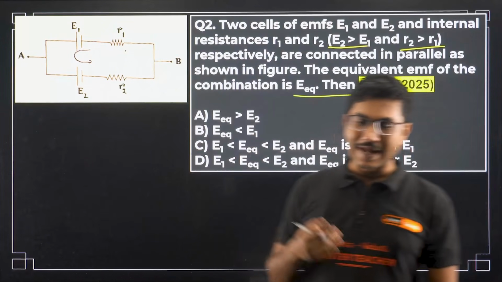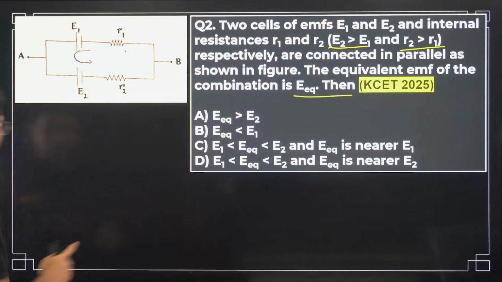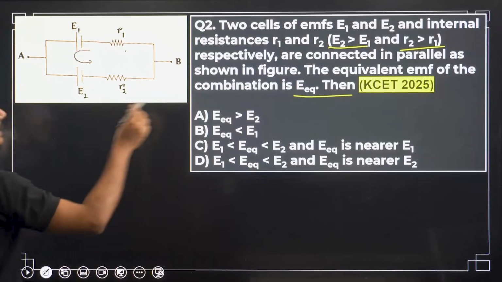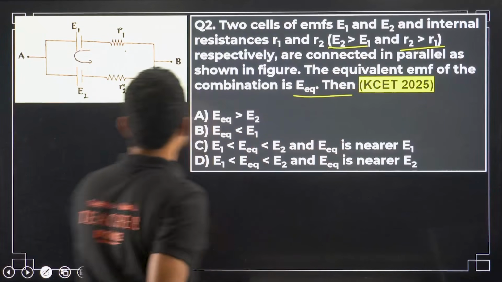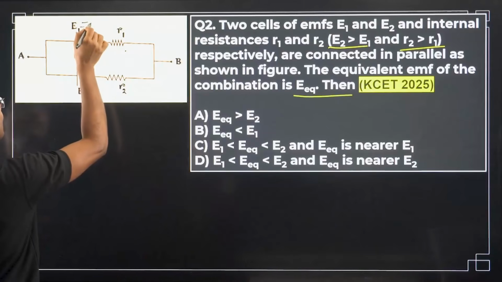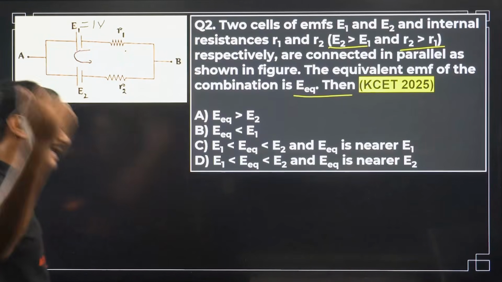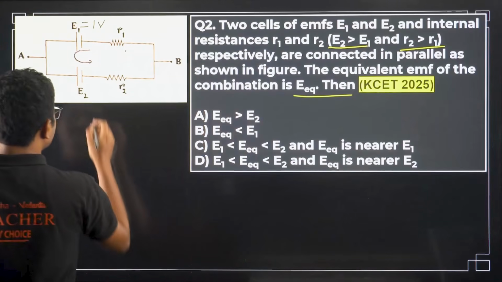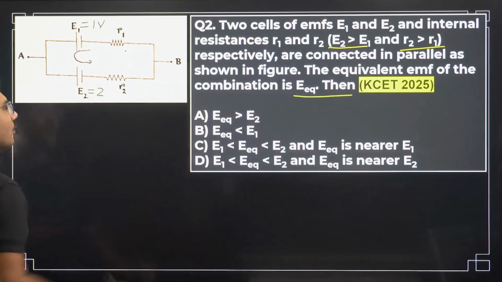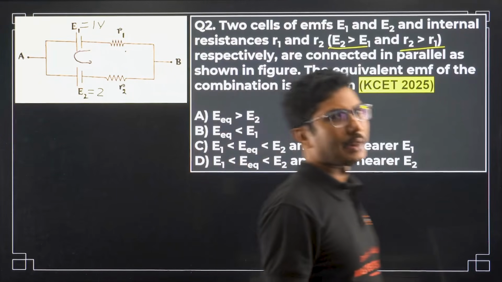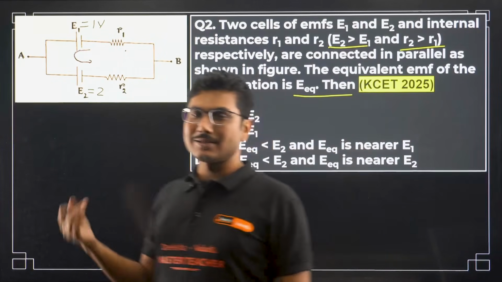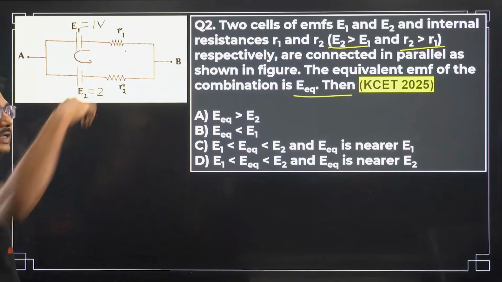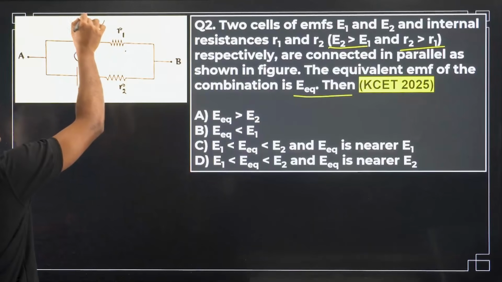In some questions we assume the values. For example, here it is mentioned that E2 is greater than E1. So suppose we say E1 is 1 volt. We can take any values as long as E2's value is greater than E1. So we take E2 as 2 volt. Very simple numbers. You can take any simple numbers, okay, it does not matter as long as they are real numbers and non-zero numbers. I am taking the smallest possible numbers, 1 and 2.